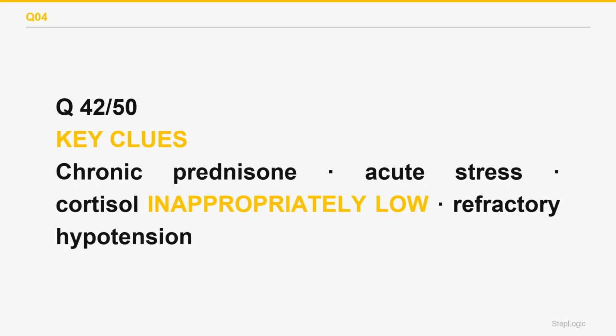Chronic exogenous glucocorticoid suppresses hypothalamic CRH and pituitary ACTH by negative feedback, and the adrenal cortex atrophies. Under normal conditions, the exogenous dose substitutes adequately, but under major stress (infection, surgery, trauma) the demand rises several-fold and the suppressed axis cannot respond. The result is adrenal crisis, hypotension refractory to fluids and vasopressors with an inappropriately low cortisol. Treatment is immediate stress-dose hydrocortisone, and choice C would leave that untreated.